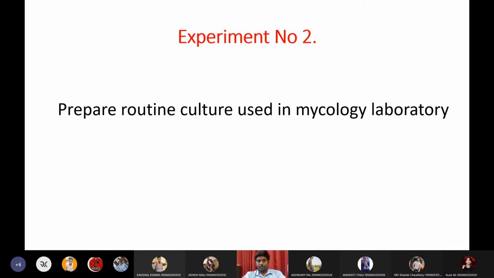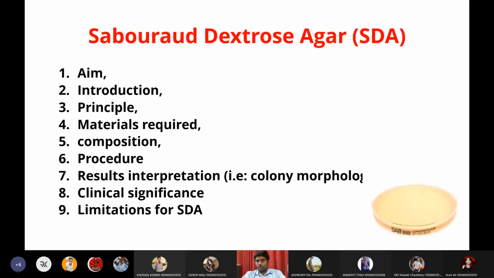So coming to this experiment, which is preparing routine culture in mycology laboratory, I will cover all these points. We will discuss aim, introduction, principle, materials required, composition, procedure, results, interpretation, clinical significance, and limitations of SDA. See, students, no matter whatever practical it is, these are the common headings that we need to write, which include aim, introduction, principle, materials required, composition, procedure. So these points are general for all types of practicals.